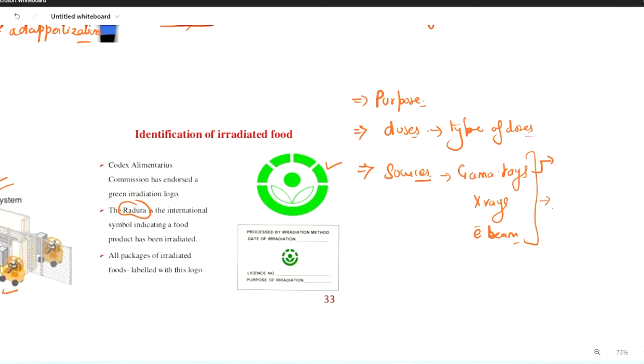So if we are talking about food, then how can you identify irradiated food? You can identify it by a green logo, which is known as Radura, and it is an international symbol for the food, right?